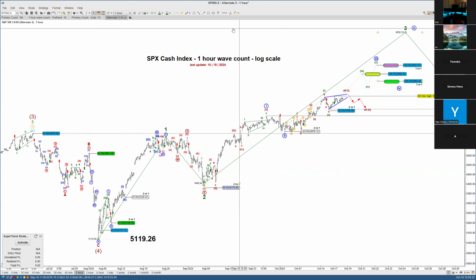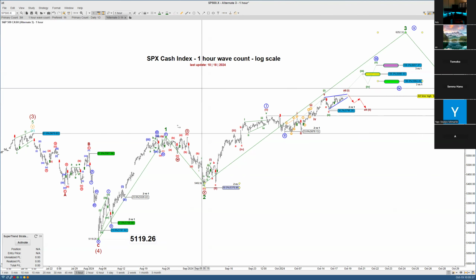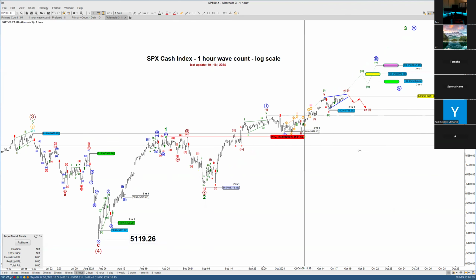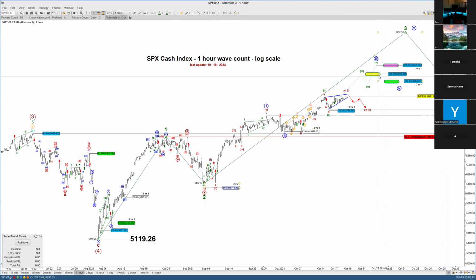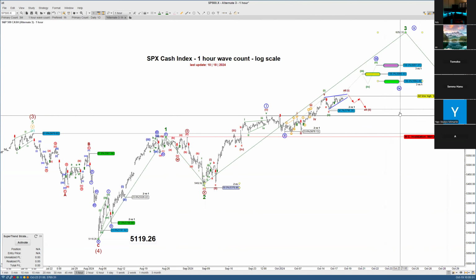Because if this third ends here in this zone right there, then I'm going to put a hard stop loss right there, 56.51. Now this fourth wave, whenever this third ends, cannot retrace below, cannot go to the origin of wave one. It has to stay above.